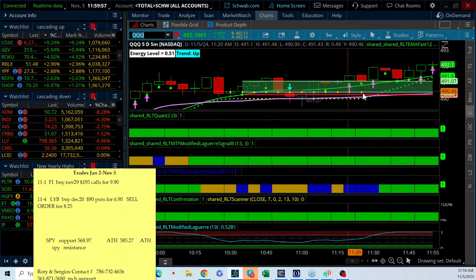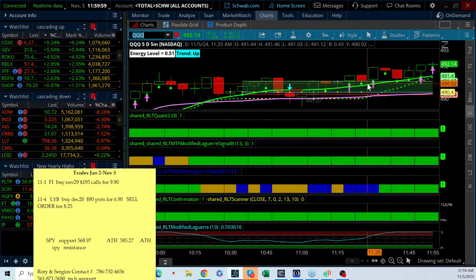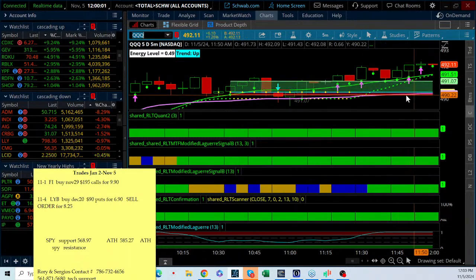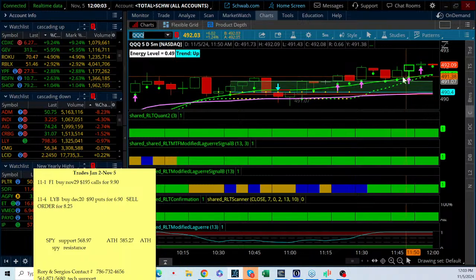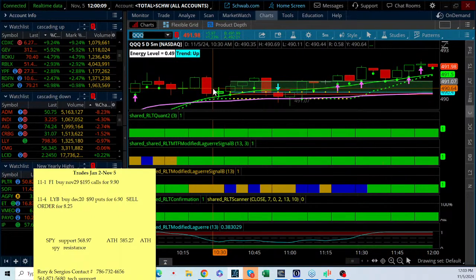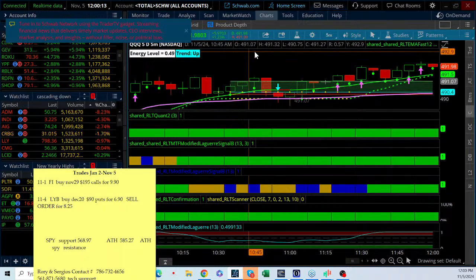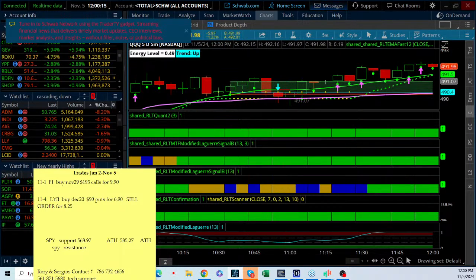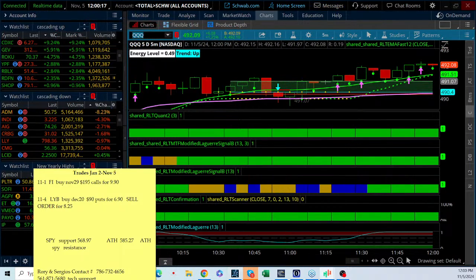So again, for the SPY super system, we look for bounces off the 15 or the VWAP, the pink line, the green line right here, the 15 EMA. Try to get in just as close to that support level as possible, so you're not chasing it. And we're looking for other trades to take. We have several on right now. Short LYB, which is bouncing up a little bit right now.